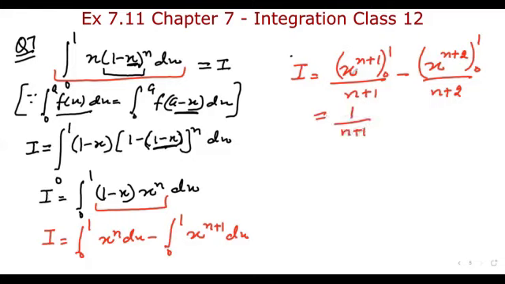Because if I put 1, then 1 will come, minus, if I put 0, then 0 will come. Similarly, here also it will become 1 upon n plus 2. Because if I put 1 in place of x, it will be 1 only, minus 0.